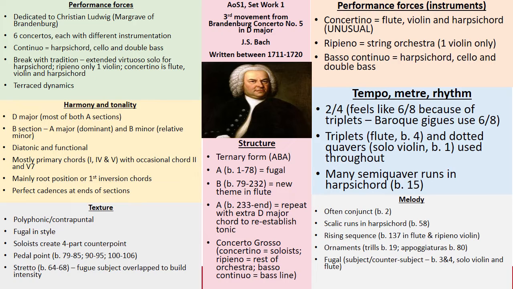Lastly, in terms of the melody, it often is conjunct. It has scalic runs in the harpsichord. There are rising sequences, especially in the flute and the violin. There are many ornaments, so you can see trills and appoggiaturas. There's also fugal writing in terms of the subject and the counter subject. And you can see that, for example, in the violin and in the flute.